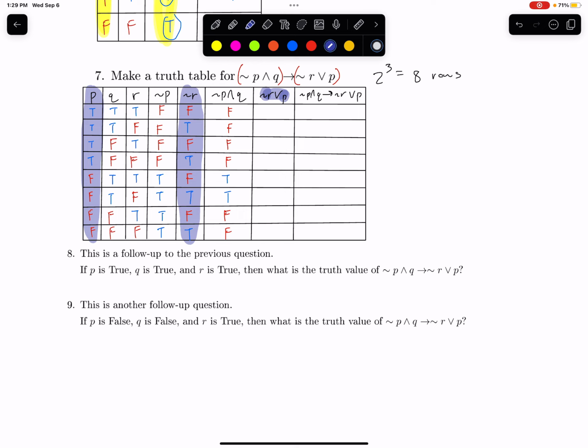Okay, so not R and P, connecting those is the OR symbol. OR means as long as the one or the other is true, or in other words, if they're both false, that's the one time it's false. That happens right there. And it happens again over here. And it looks like that's the only time. In all other cases, there's at least 1 true, so the rest are true.